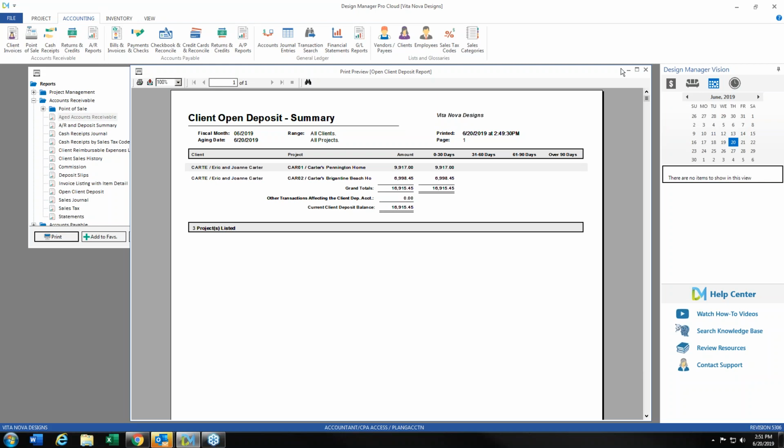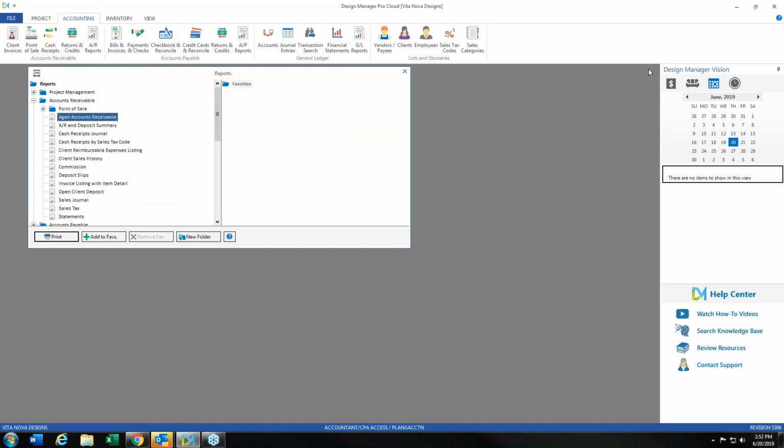I know it's something that comes up a lot where people ask, how do I do this? The biggest thing I can tell you is that if you are comparing that aged accounts receivable report with the client open deposit report, and make sure that those items in the client open deposit report are being looked at and applied to the proper invoices, your numbers are going to look even more accurate.